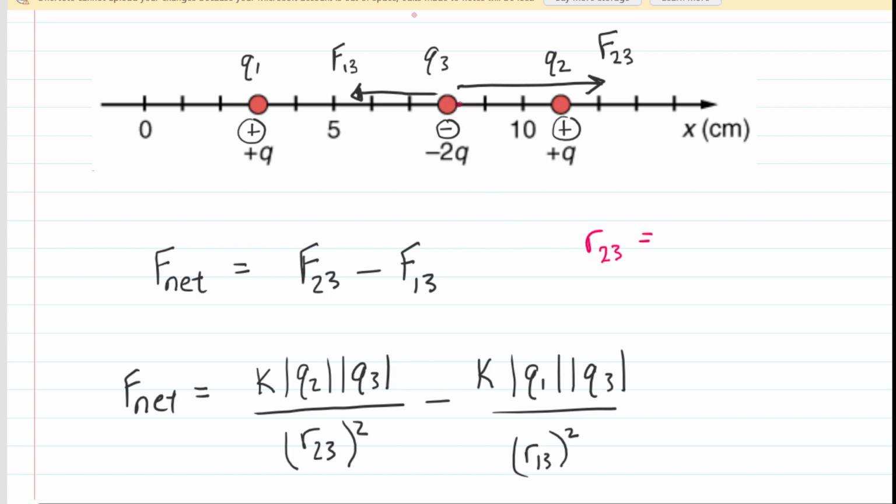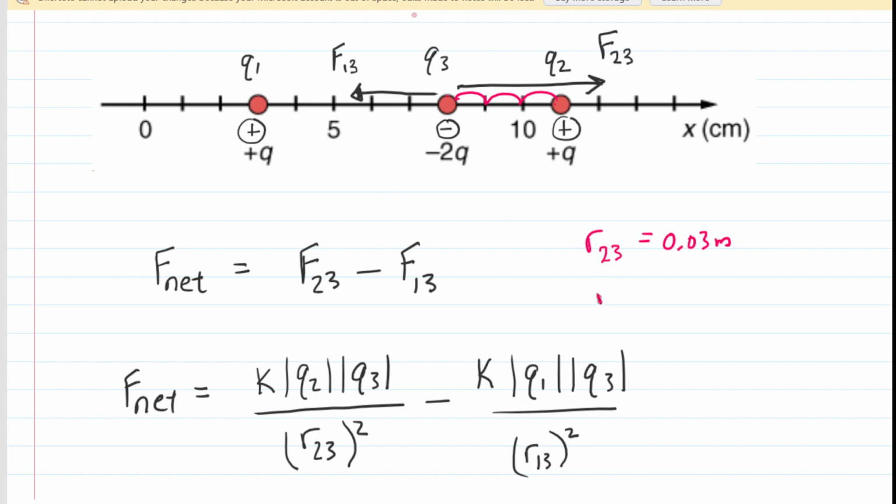Each of these tick marks represents 1 centimeter. So if we're measuring the distance between charges 2 and 3, we would just count the tick marks. So here's charge 2. We're just going to count the number of ticks to get to charge 3. So it's 1, 2, 3 tick marks. That's 3 centimeters, but we need meters. So take that 3 centimeters and divide by 100, and you get 0.03 meters.